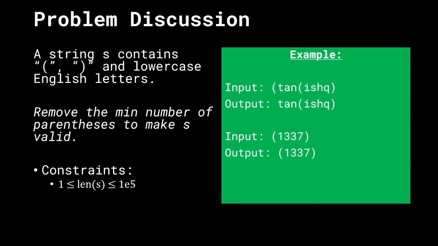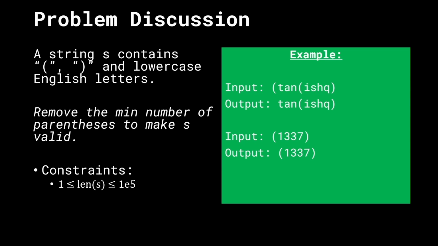So we're given a string that contains opening and closing round brackets and lowercase English letters. The goal of this problem is to remove the minimum number of parentheses to make S valid. So in the first case, we see that there are 2 opening brackets and 1 closing bracket. And we see that we have to remove any one of these opening brackets to balance the opening and closing ones out. Okay, pretty simple. And so what I've decided to do is remove the first opening bracket and keep the second one. You can also do it the other way. Both of them are perfectly fine.